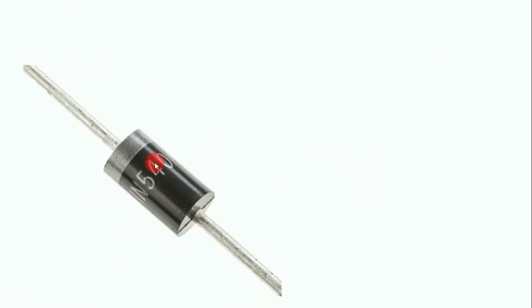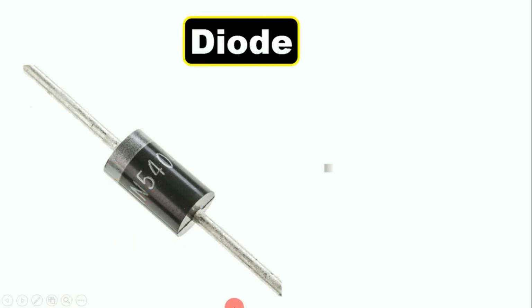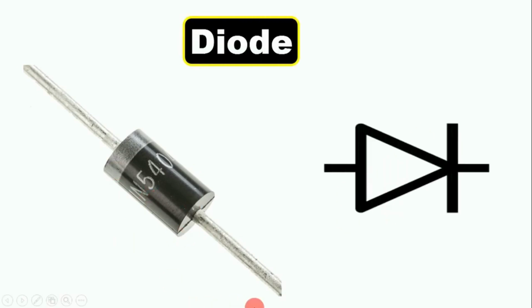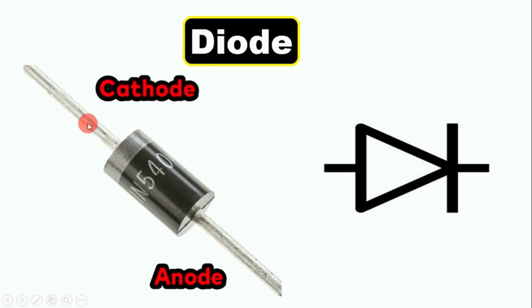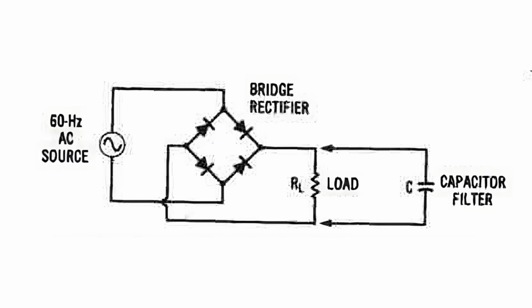Now this fifth component you can see here is known as a diode. The symbol of a diode is made like this. There are two terminals in a diode, anode and cathode. This terminal here where the full body is black is our anode, and here a white color strip is there, this side is our cathode. We use a diode in a circuit where we have to convert AC power supply into DC.